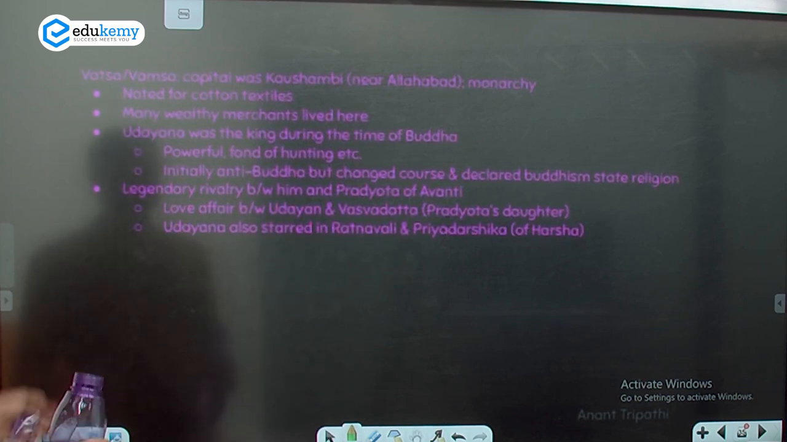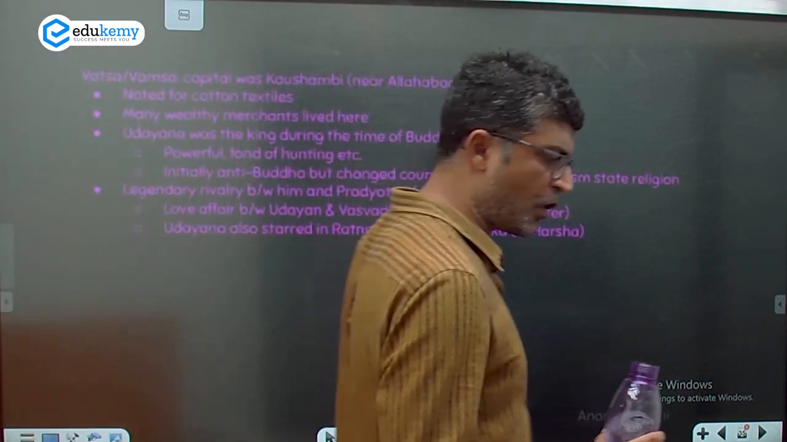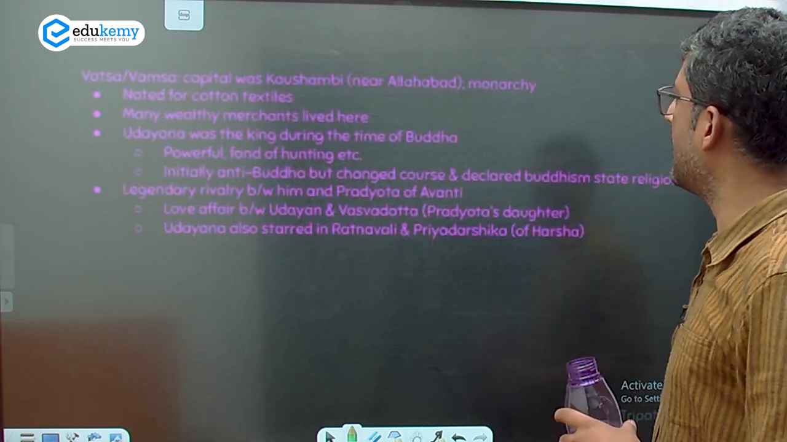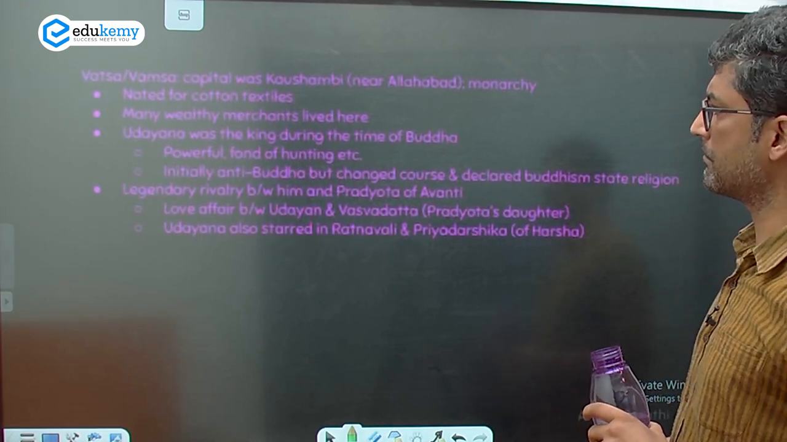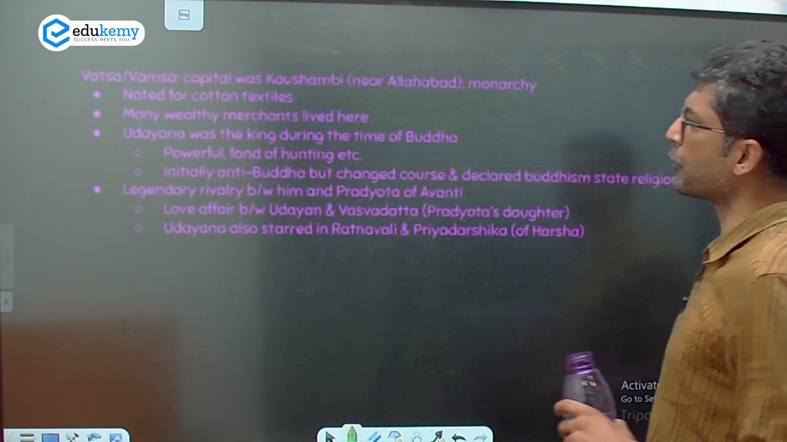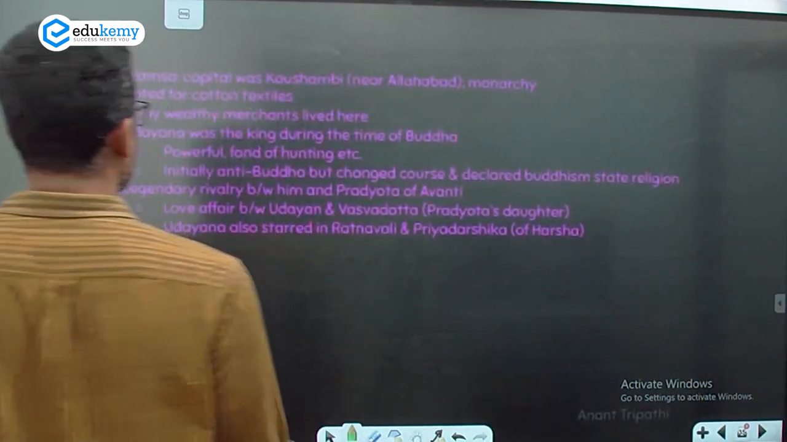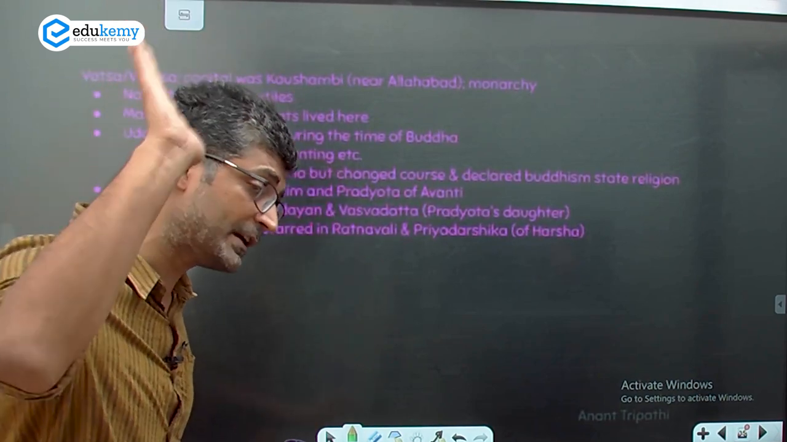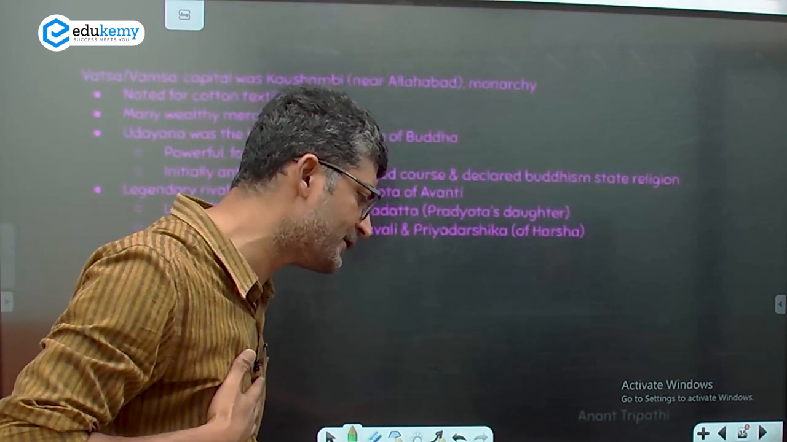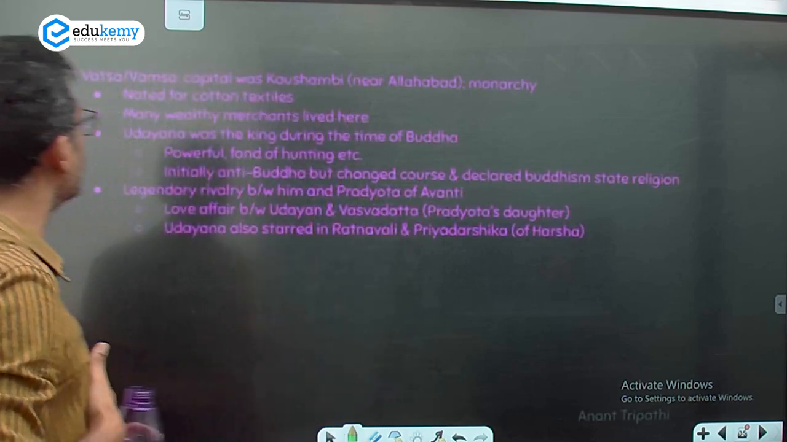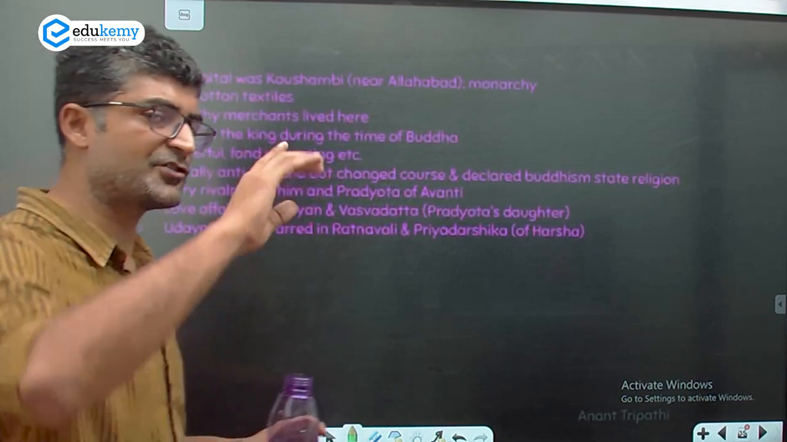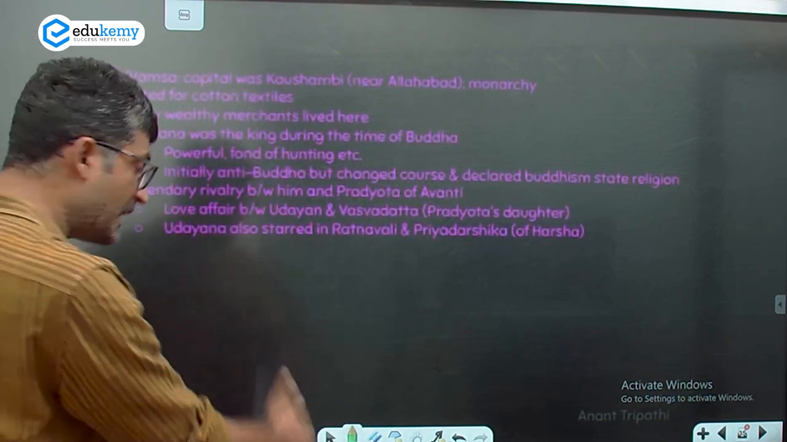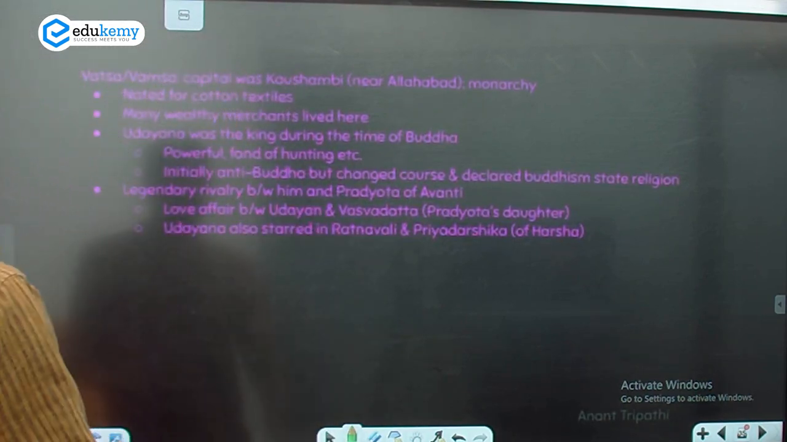Kaushambi was the capital of the Vatsa Kingdom. It was a monarchy, and it was noted for cotton textiles. But still remember, Kashi's importance is a different fact. Sorry, I may have confused you. Apologies. But remember, Kashi and Kashya are related. Kaushambi is not. So many wealthy merchants were here.